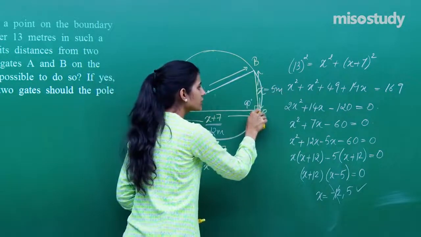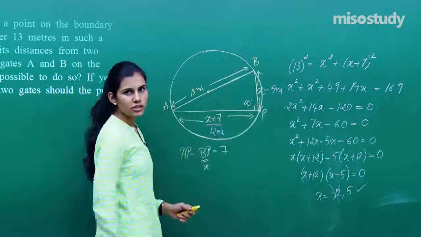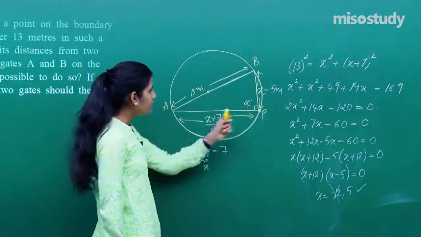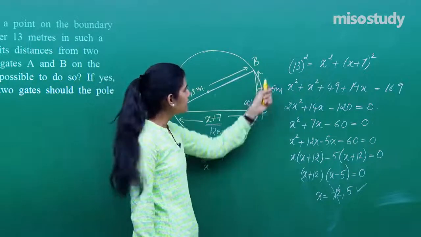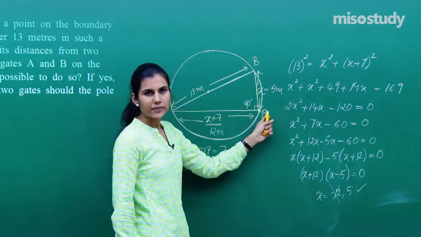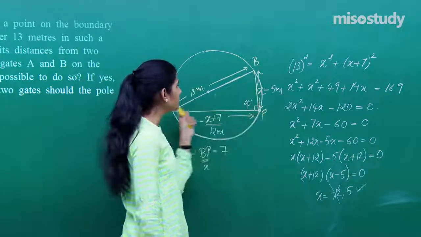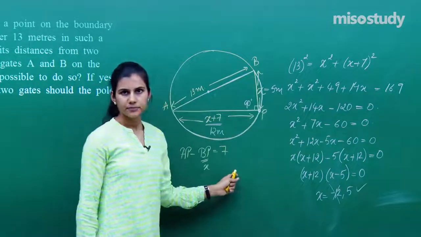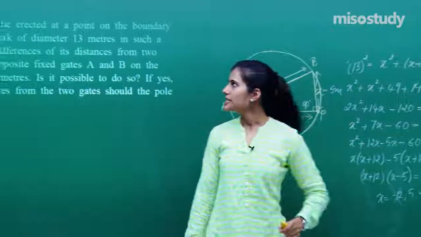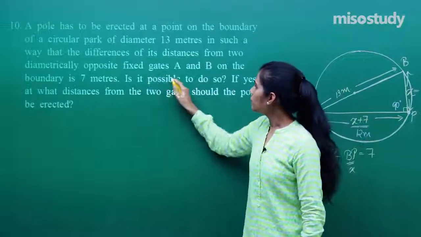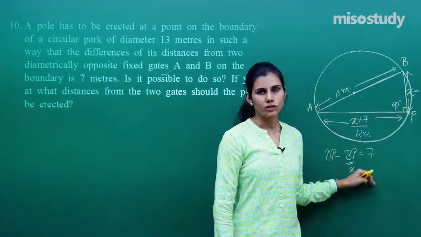Then the pole is going to come up and sit on the circular region's boundary. It should be 12 meters away from the first gate and 5 meters away from the second gate. In that situation, PA minus PB will be 12 minus 5, that is 7. Fine, and that is your answer. Yes, it is possible to do so. Is it possible? Yes, it is possible, and we have got the solution.